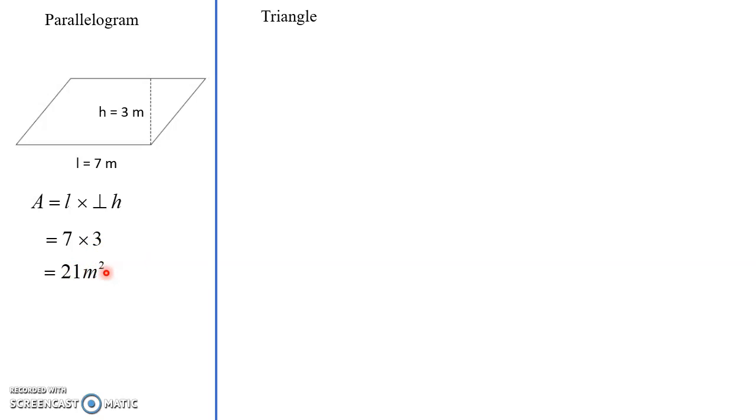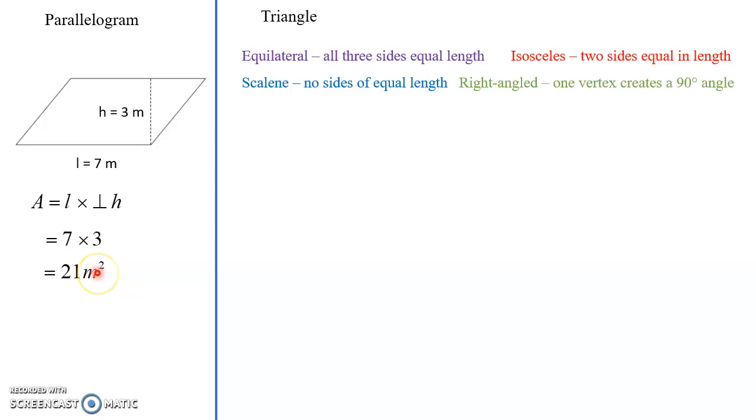Let's look at another shape, the triangle. The triangle we know is a three-sided figure. When I am dealing with a triangle, you need to understand that an equilateral triangle has all three sides equal. An isosceles triangle has two sides equal in length. A scalene triangle has no sides of equal length. And a right angle triangle is a triangle where one vertex creates a 90-degree angle.